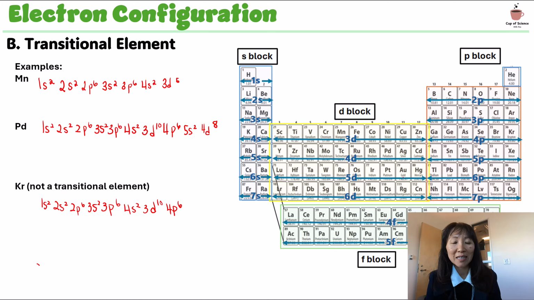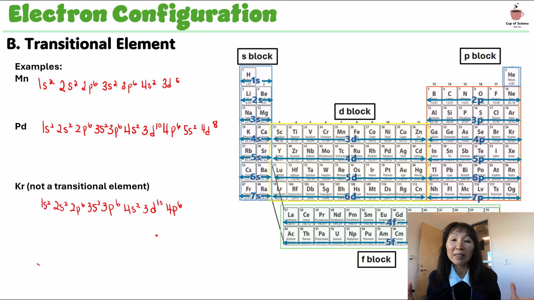And here is the key. So please note that starting from 4s, this is 4s2, and it goes through the 3d. So this is 3d10. Then it goes all the way up to where krypton is. That's 1, 2, 3, 4, 5, 6. So 4p6. That's the very last one.